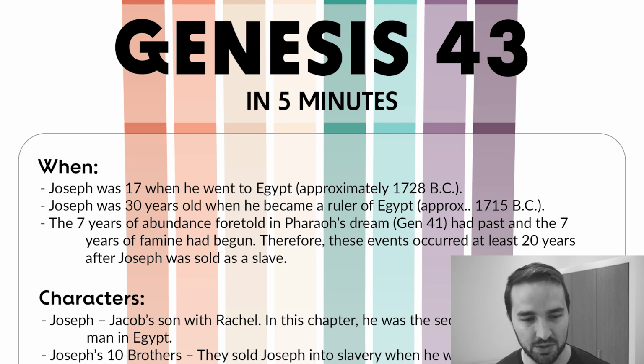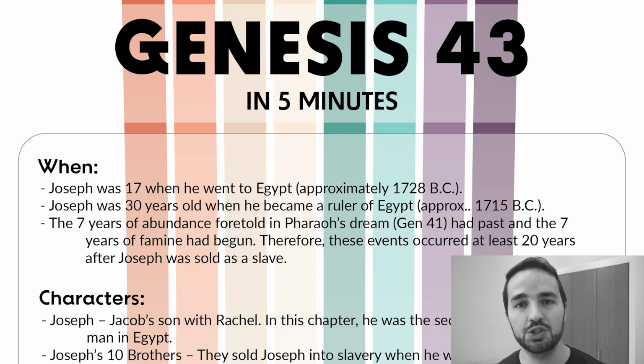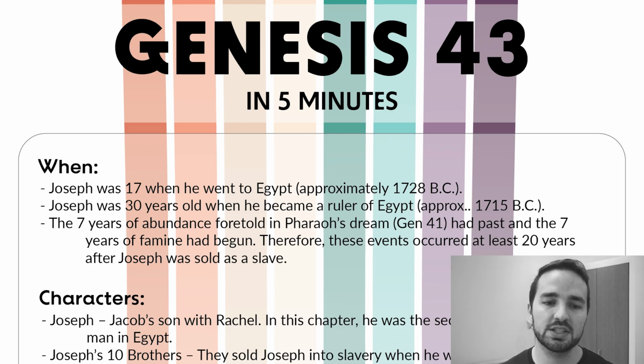When did the events of Genesis chapter 43 take place? Well, we know that Joseph was 17 years old when he was sold as a slave into Egypt. That would have been approximately 1728 BC. He was 30 years old when he became the second most powerful man in Egypt. That would have been 1715 BC.